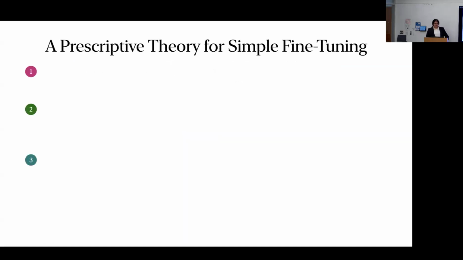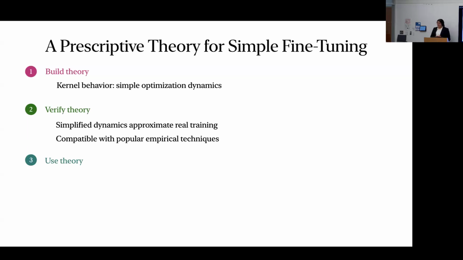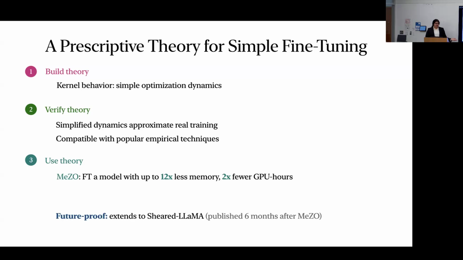Okay, so let me recap this prescriptive theory for simple fine-tuning. We build the theory, verify it, and use it. To build it, we used kernel behavior, where we extended classical ideas to describe the optimization dynamics of fine-tuning as simple. To verify the theory, we checked that the simplified dynamics approximate real training. One thing that I like about it is that the theory is compatible with popular empirical techniques that were developed independently of it. This is something I like to do a lot, to cross-check my theory against whatever empirical methods are being published at the time. And finally, we use the theory to come up with this memory-efficient fine-tuning algorithm called MeZO. And we showed that it extends to new models and operates just fine.